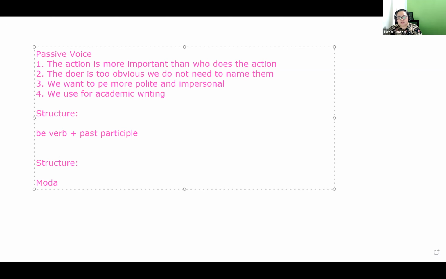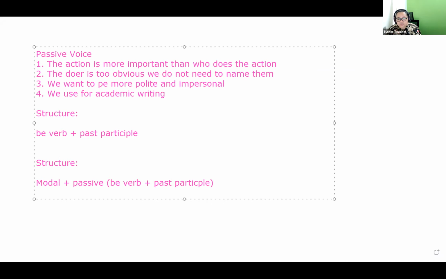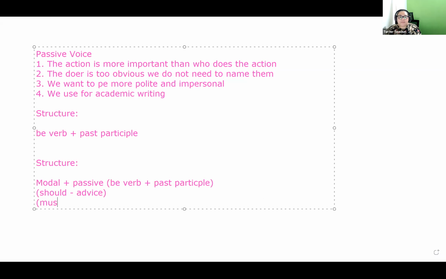modal plus passive. Would and must. Yeah. Yes. So which is be verb plus past participle. So please just try to use should for advice. And if it's a strong advice, must. So for example, wearing a mask, it should be a must. Okay. So strong advice. But for the rest, we just use should.